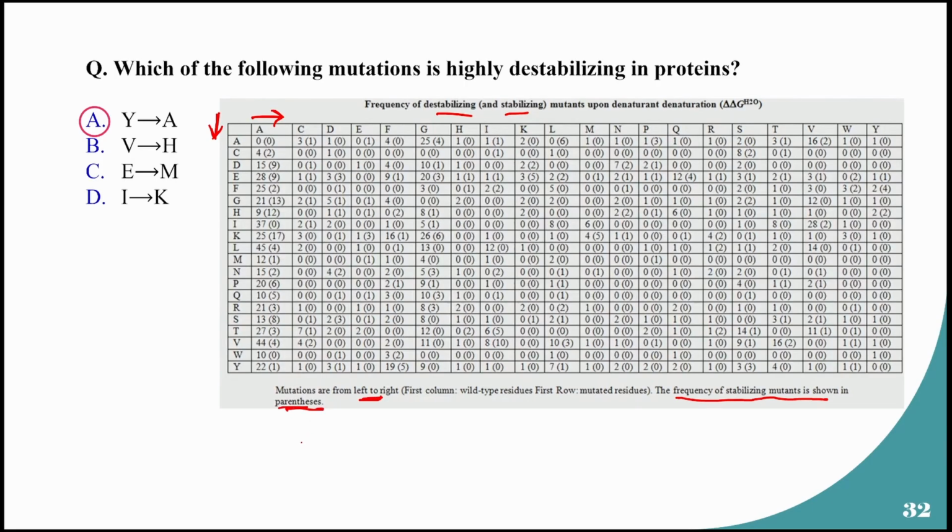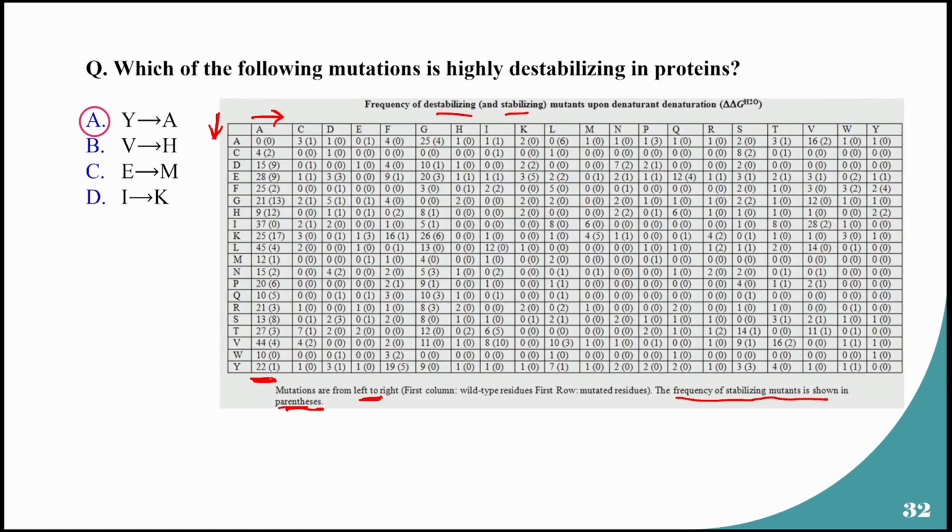So out of all of the mutations, how many were stabilizing? Those are mentioned inside parentheses. If you look at the Y2 alanine value, 22 is outside the parentheses. That means out of 22 mutations, only one is found to be stabilizing. That's quite a high difference, right? The number of stabilizing mutations was much lower than the destabilizing ones. So these are highly destabilizing.